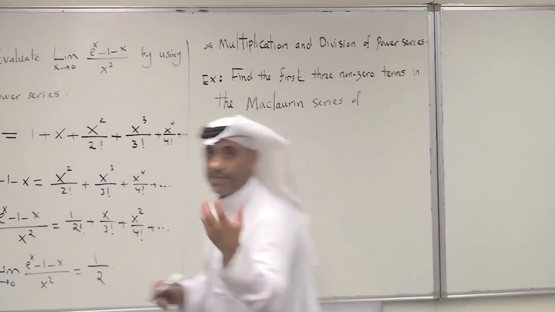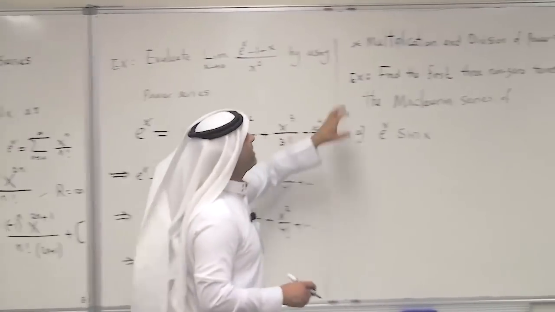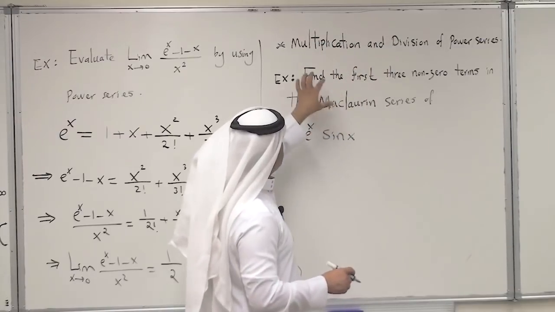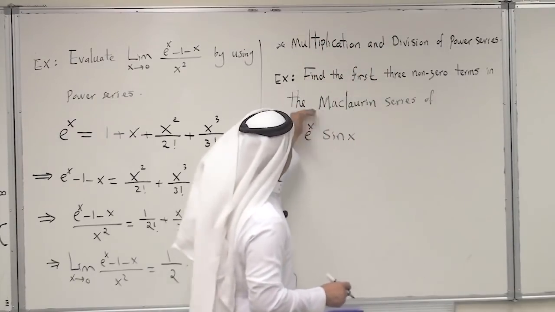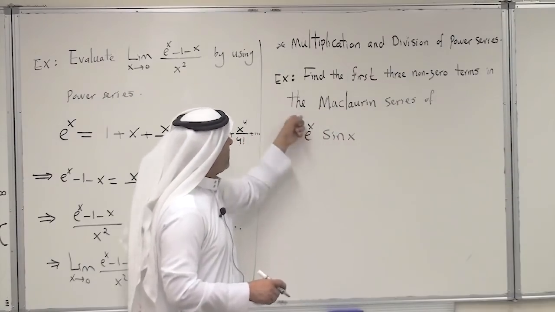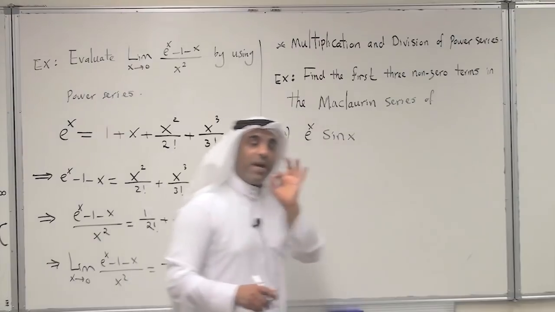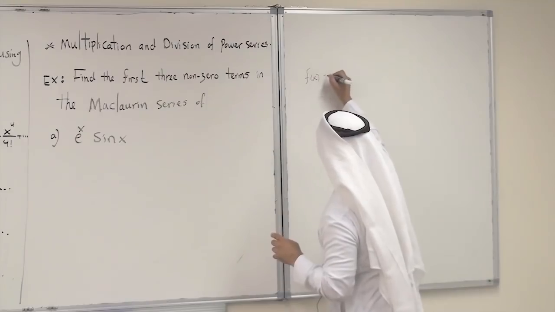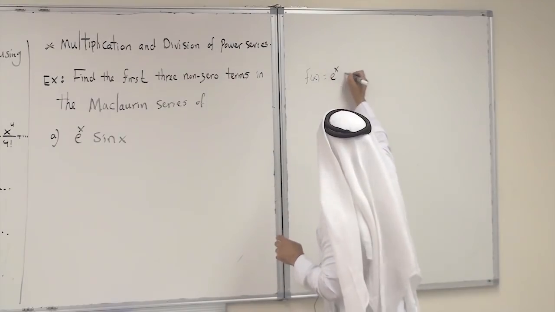Okay, let us see this nice exercise. The title here is multiplication and division of power series. The question says, find the first three non-zero terms in the Maclaurin series of a given function. We call it f of x, whatever: e to the x times sine of x. We have two options here. We have the function f of x, which is defined to be e to the x multiplied by sine of x.